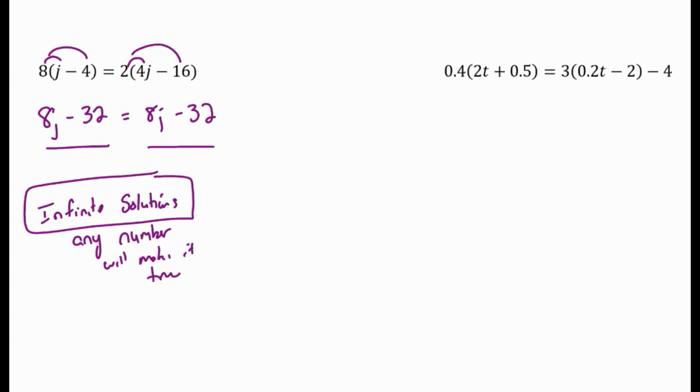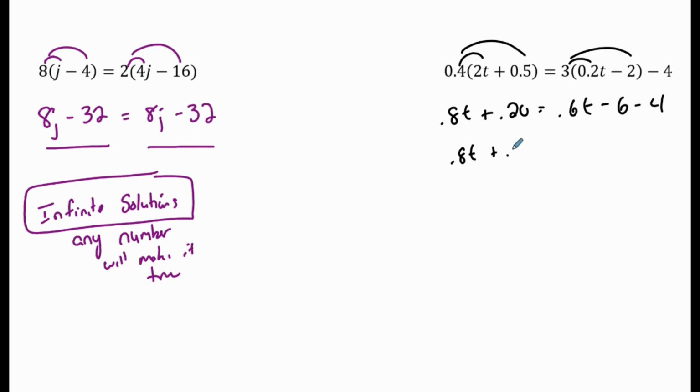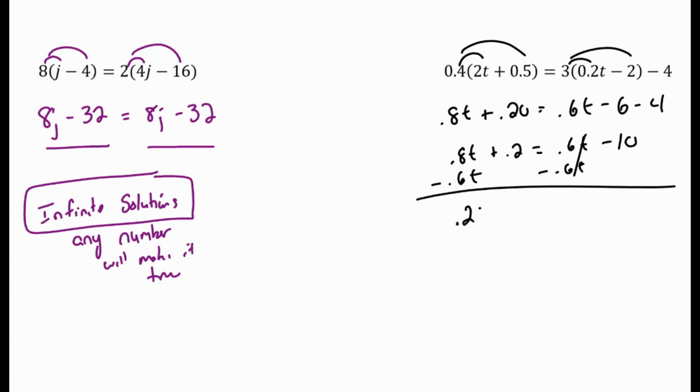Moving on over to this last one here, I see I have t on both sides, so I'm going to start by distributing. Please use a calculator if you're not confident with your decimal skills. Distribute again, 0.6t minus 6 minus 4. So there's nothing I can clean up on this left-hand side. So 8/10 t plus 2/10 equals 6/10 t minus 10.